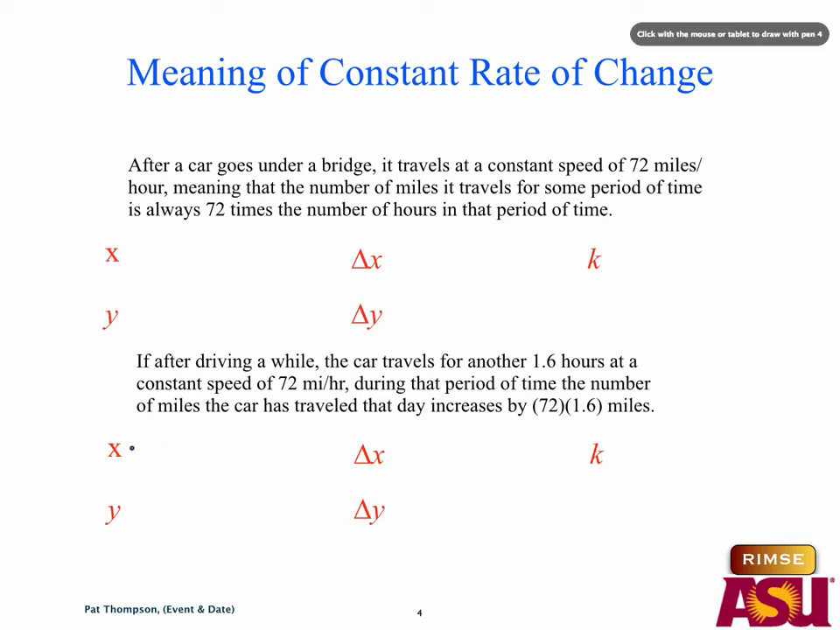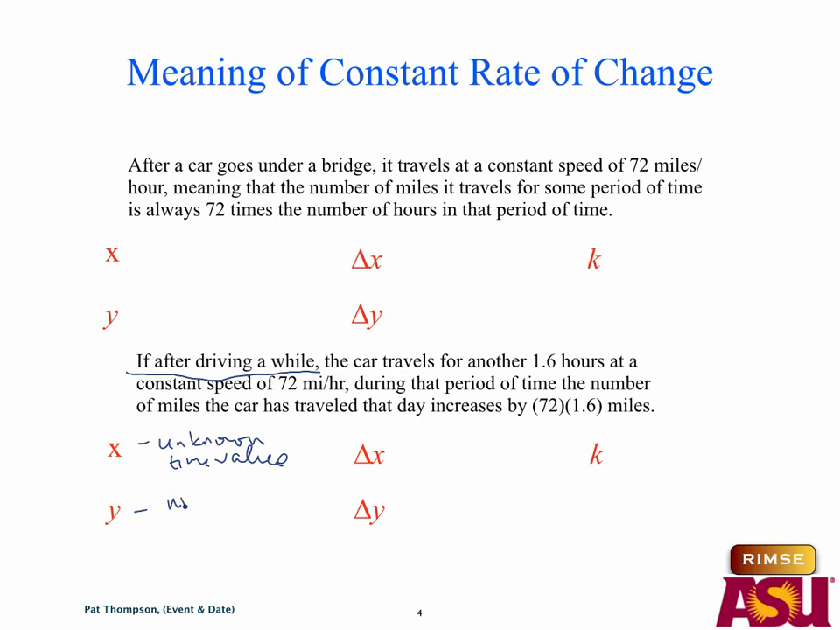Right, so the point is here, because it says after driving for a while, we don't actually know what the X value is at the end of this time period or at the beginning of the time period. We have no idea what that X value is. So this is a known time value, right? What's Y? Some unknown distance value, right?